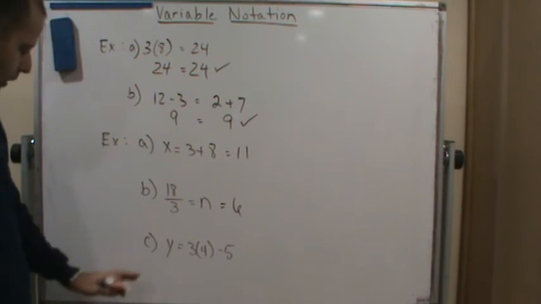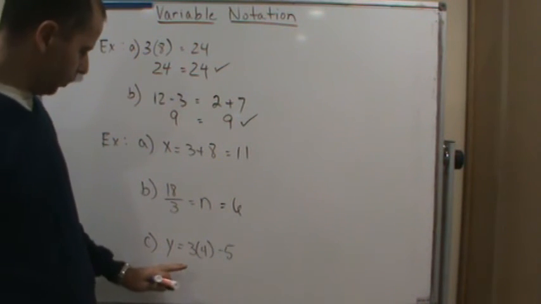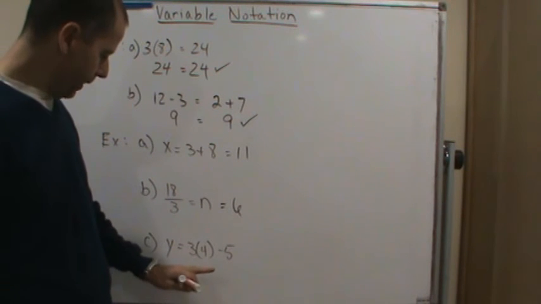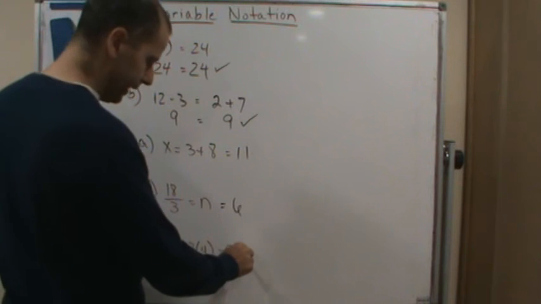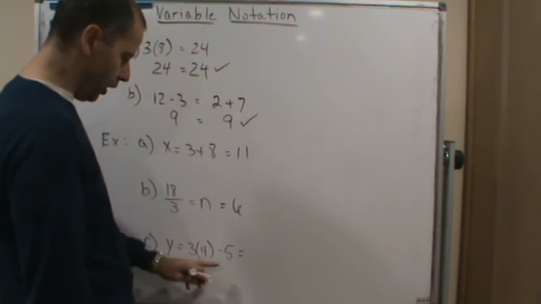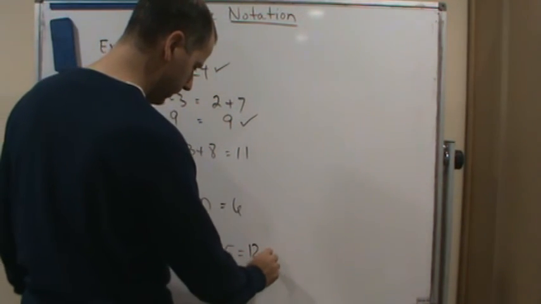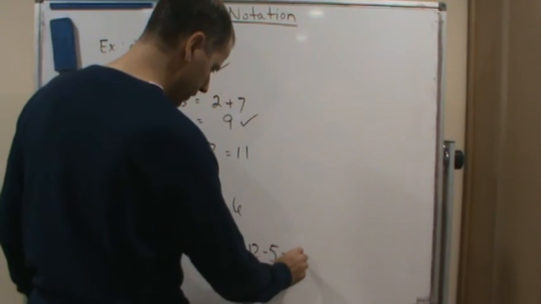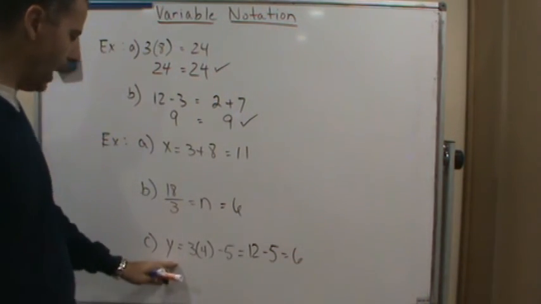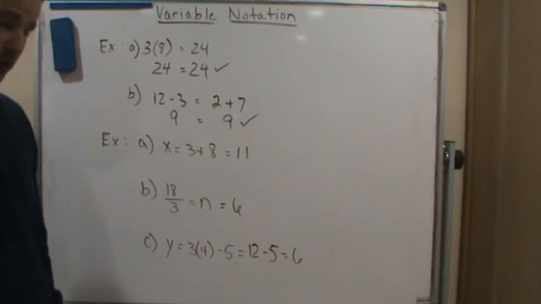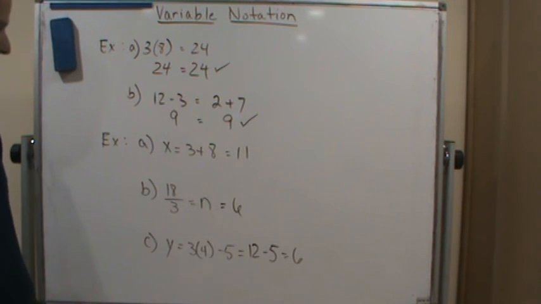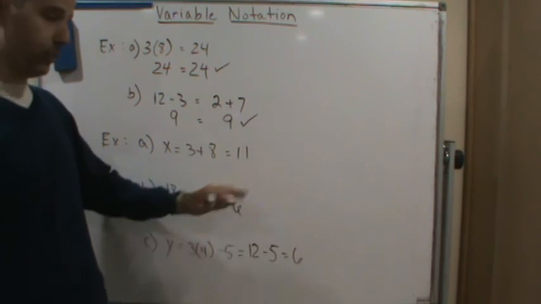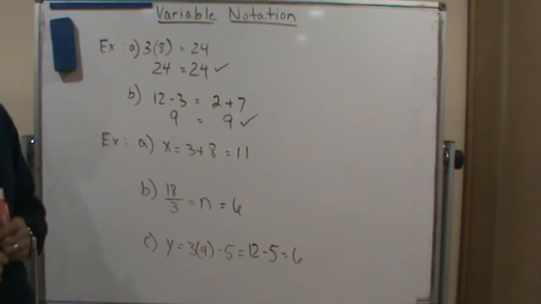And then for the final one, y equals what? What value of y makes this a true statement? Again, we're just going to simplify the right-hand expression, and we get 12 minus 5, which equals 7. So in this case, y equals 7 is the solution. Here, n equals 6 is the solution, and in part A, x equals 11 is the solution.